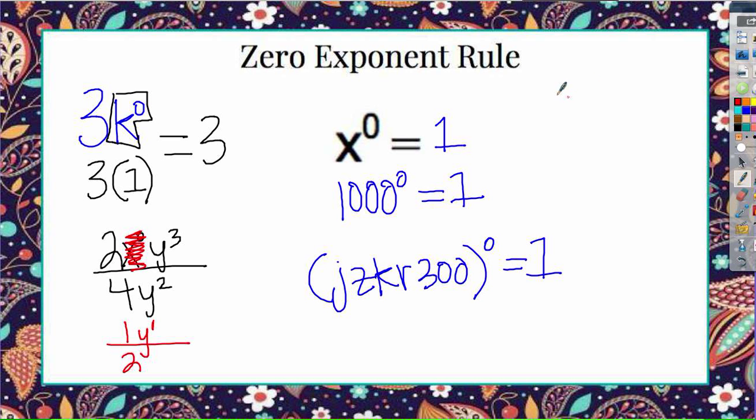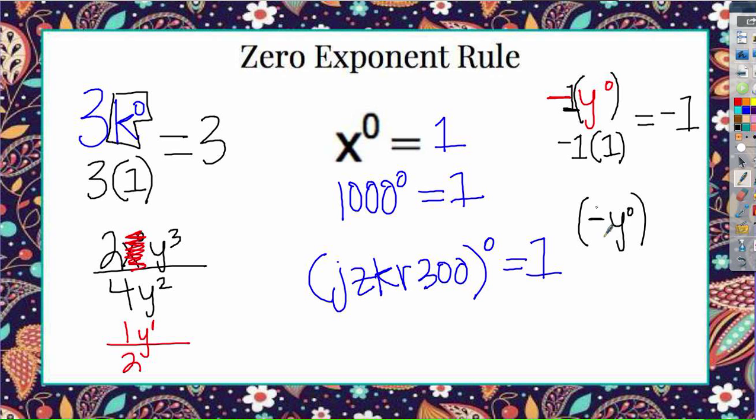Now, you do have to keep in mind, though, if I have something like a negative y to the zero power, there's really a secret little understood negative 1 out here that is being multiplied by this y to the zero power, which is like a negative 1 being multiplied by a positive 1. And so this really comes out to be negative 1. Now, if it had been a negative y in the entire parentheses to the zero power like that, then it just comes out to be a positive 1. So it is super, super easy, but just be aware of some things that might happen.